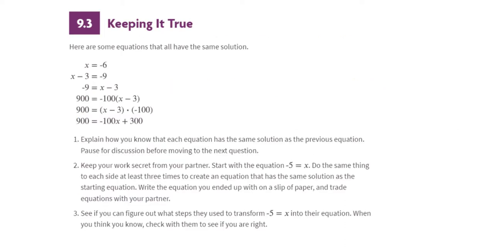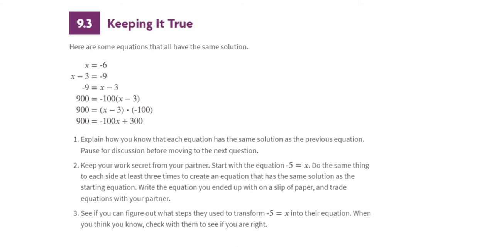Okay, let's look at 9.3. Here are some equations that all have the same solution. So x is equal to negative 6, and that's true in all of these. And number 1 says, explain how you know that each equation has the same solution as the previous equation. Okay, so let's take a look.